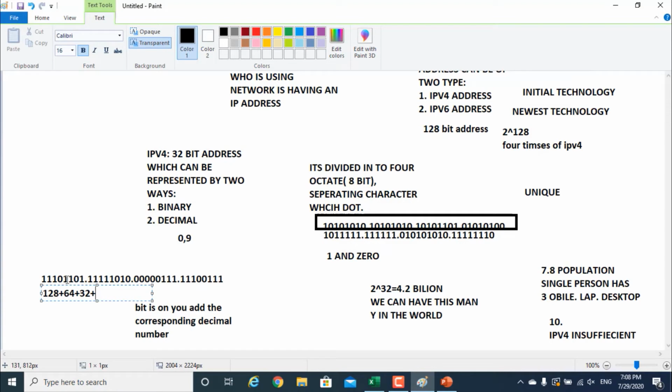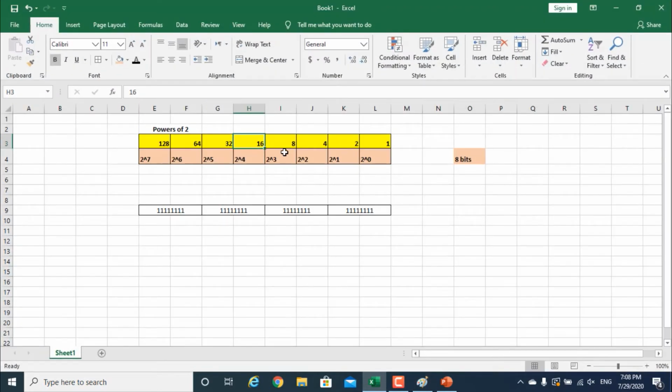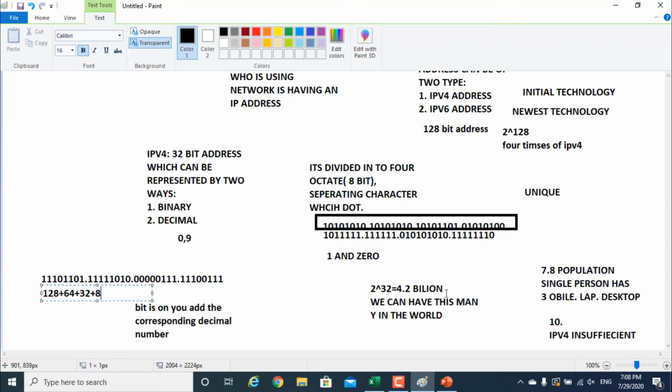Now the fifth is on. So let's see what is the fifth. I already remember it, and I also recommend you to remember this too. So the fifth bit is 8. So let's add the 8. Then 4 is also on, but 2 is off. 1 is on. So this is the representation of our 1 octet.